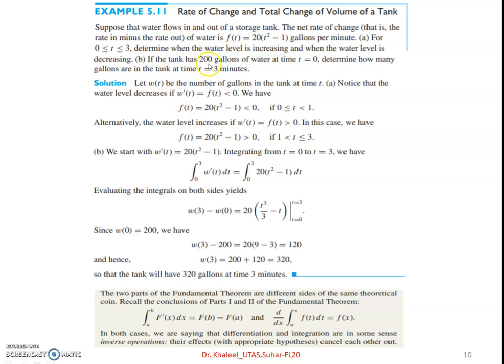For the second part, if the tank has 200 gallons of water at t equal to 0, determine how many gallons are in the tank for t equal to 3 minutes. You see, the integral from 0 to 3 of W prime t dt, and this value here. So we integrate both sides. The integration of W prime is W. So I substitute upper limit minus lower limit, and this we integrate, we have this. Then W of 0 is given here as 200, I substitute, so W(3) minus this gives me this. So W(3) is equal to, I transfer this, we have this.